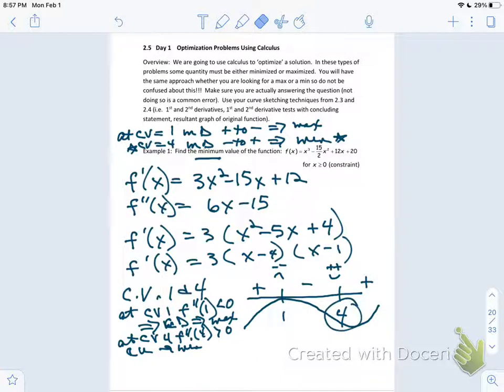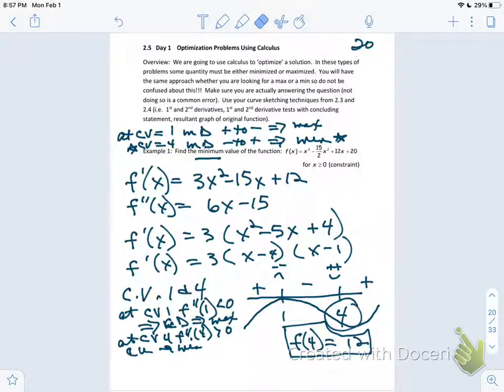Okay, so that's good to know, but I need to find the minimum value. So what I'm going to do is I'm going to put in f of 4, and when you plug it in, you should get a minimum value of 12, and that would be your answer. Okay, so this is page 20.